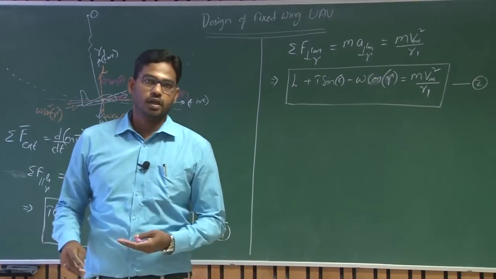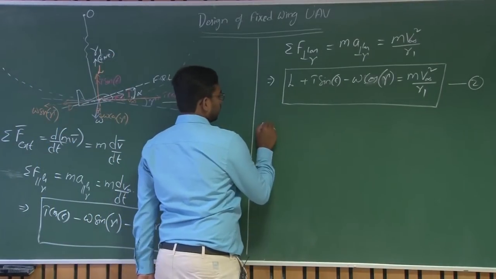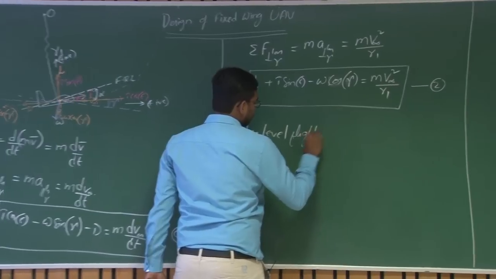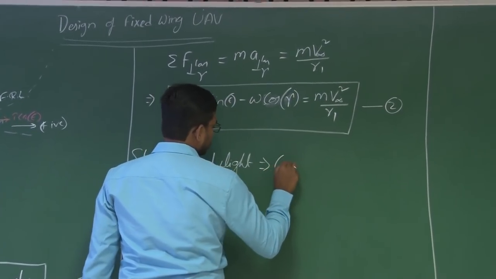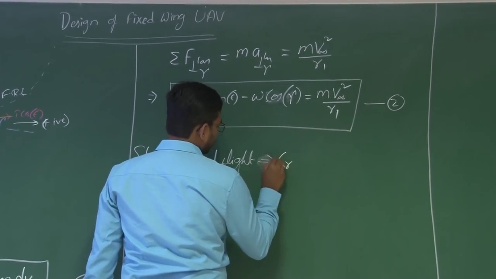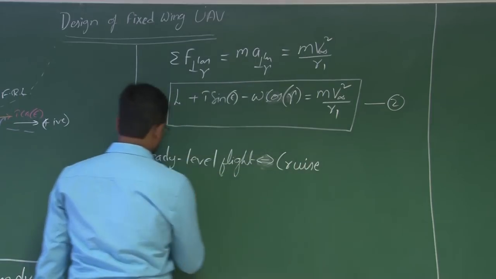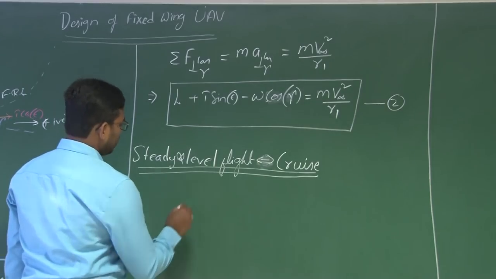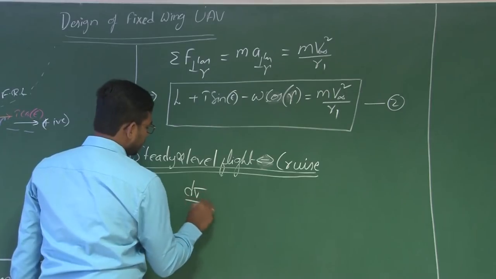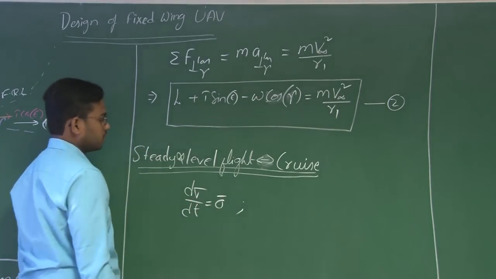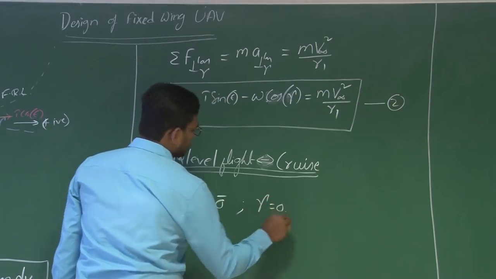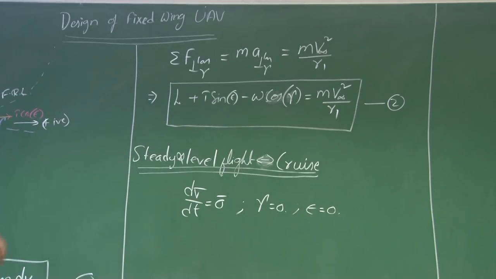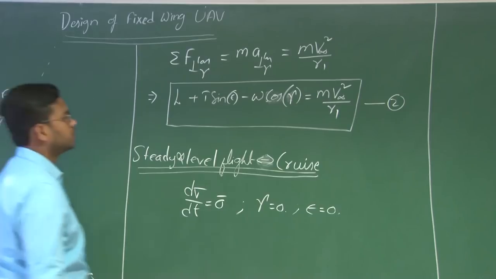These are the two general equations, and now we consider a special case of this general flight known as steady and level flight, which is also known as cruise. Right. So what does it mean? Steady flight means the rate of change of velocity in this case is 0, or the net acceleration is 0, and level flight means gamma is 0, flight path angle is 0. And further, we also assume that there is no thrust misalignment during this particular case. Now with these assumptions, these equations G1 and G2 reduce to the following.